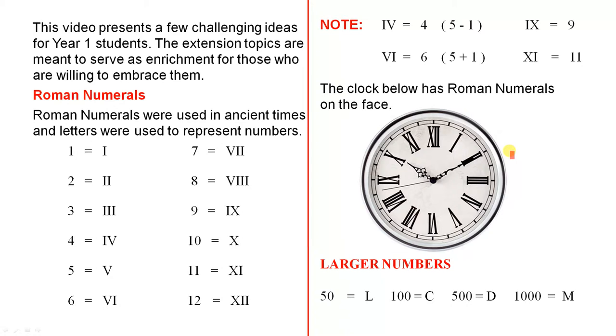So now we look at the clock, which has Roman numerals on the face. So there they are. I've already mentioned those. So there's an example of using Roman numerals. For larger numbers, 50 is the letter L, 100 is the letter C, that's like a century, 500 is the letter D, and 1000 is the letter M.